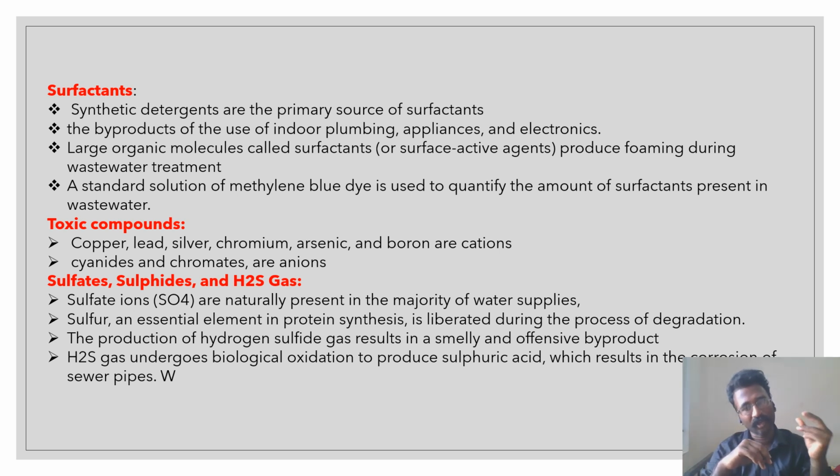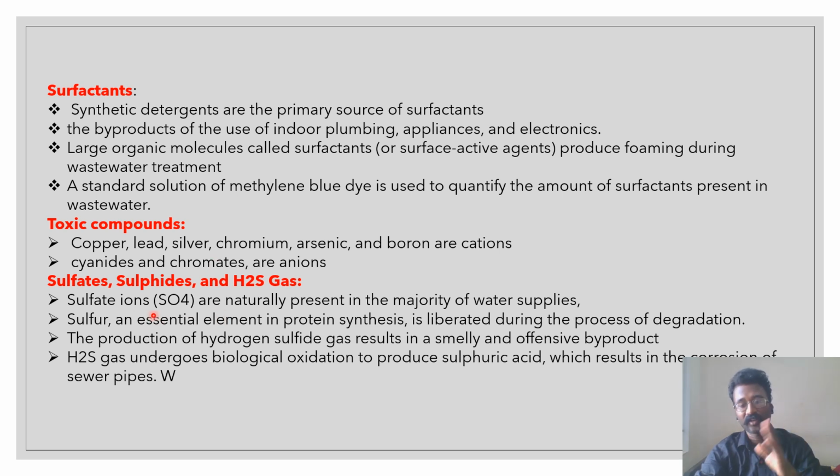Let us see about toxic compounds. What are all the toxic compounds which may be present in wastewater? It is like copper, lead, silver, chromium, arsenic, boron. These are all cations which are toxic in nature. So what are the anions? Mostly cyanides and chromates are the anions which come under toxic components.